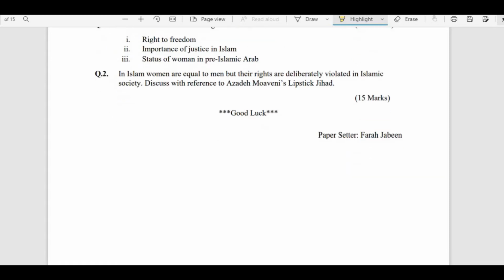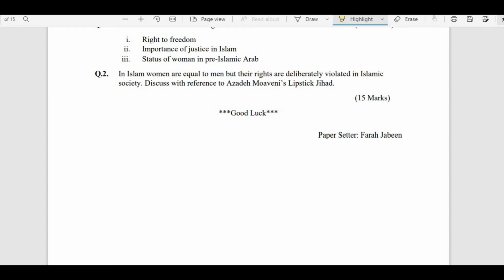Question number 2, in Islam women are equal to men, but their rights are deliberately violated in Islamic society. Discuss with reference to Azadeh Moaveni's Lipstick Jihad. So it's a book by Azadeh Moaveni, where she discusses the violation of human rights in Iranian society. Even in Islamic society the rights of women are not safe, and how they are violated.